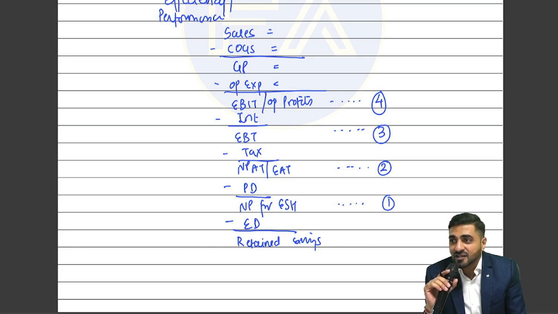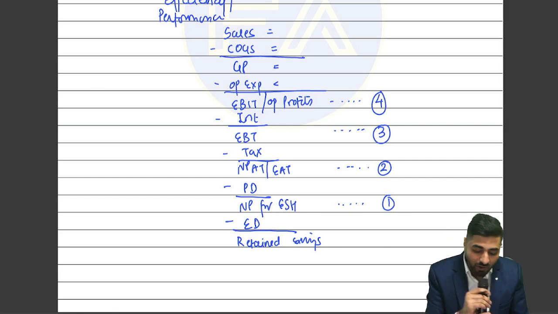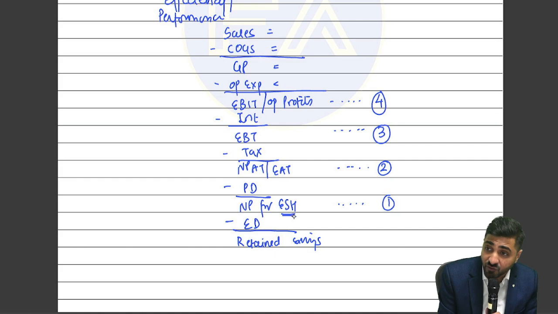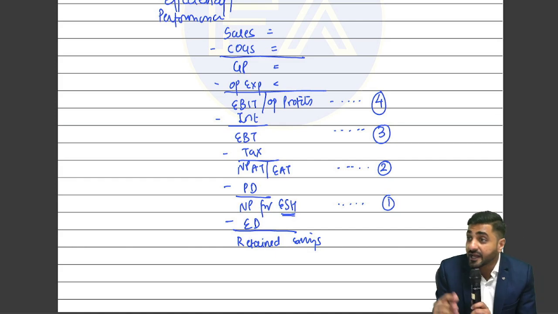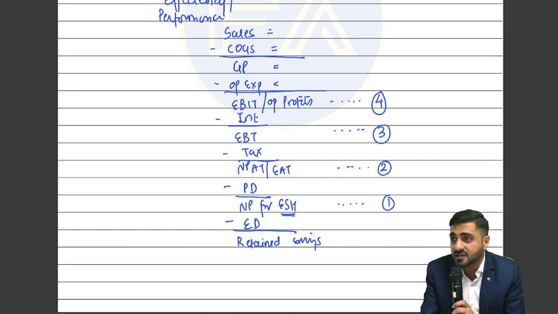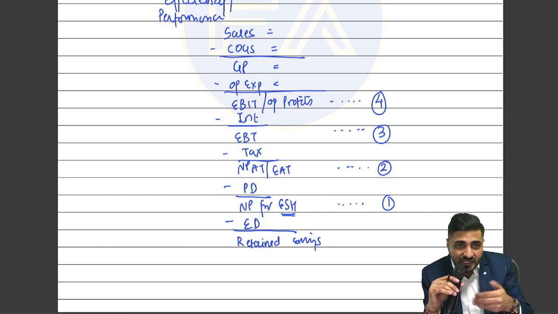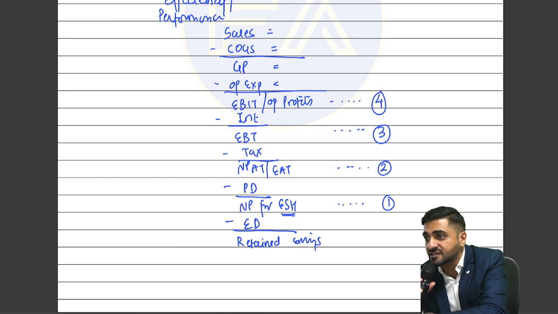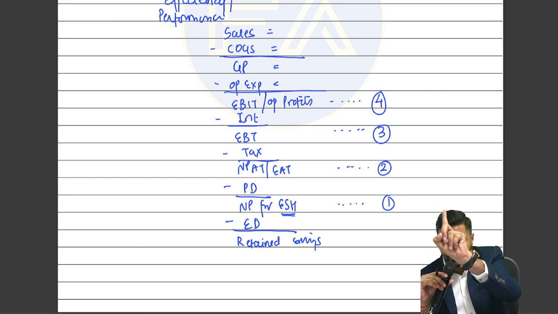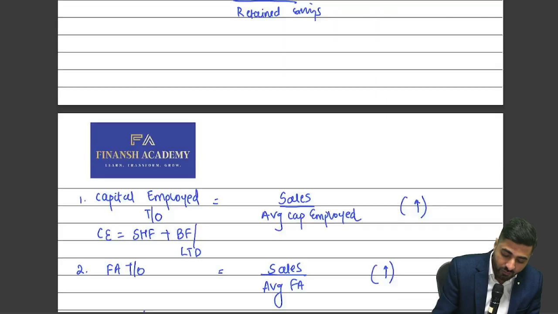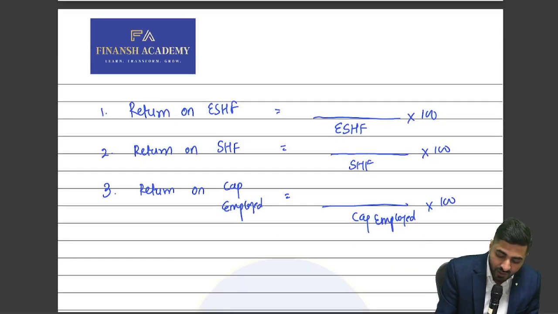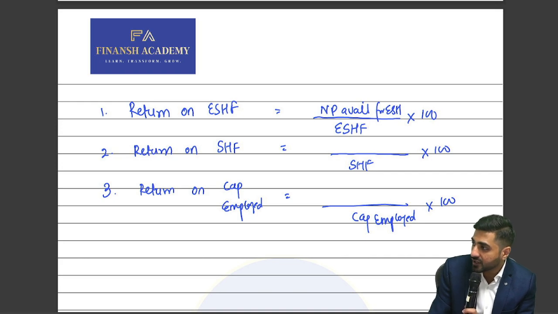Option 1, because when we are talking about return on equity shareholders fund, we are talking about the net profits which we have generated for equity shareholders. We are going to check how much profit we have generated for equity shareholders from equity shareholders funds. That's why it is option 1. So return on equity shareholders funds, what will come in the numerator? Net profits available for equity shareholders, upon equity shareholders funds. Are you guys understanding?